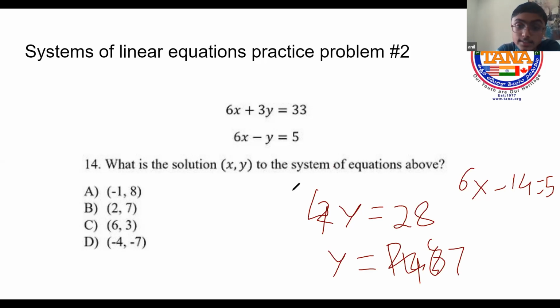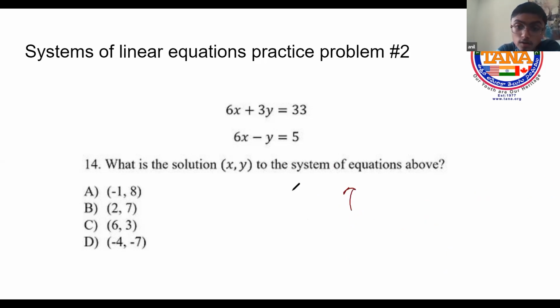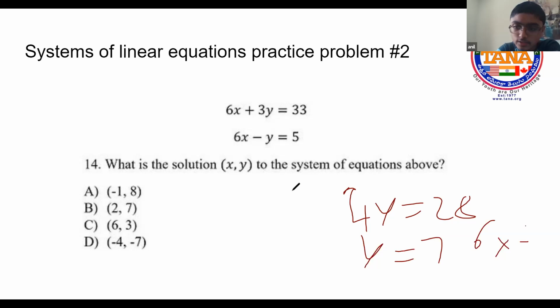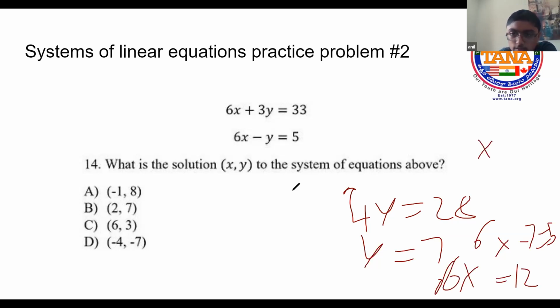So it's 4y equals 28, and then y is 7, and you can just plug in 7 there. So 6x minus 7 equals 5, and 6x equals 12, and x equals 2. I'm sorry, writing on my screen is kind of confusing me right now. So you have y equals 7 and x equals 2, and that is the answer here.